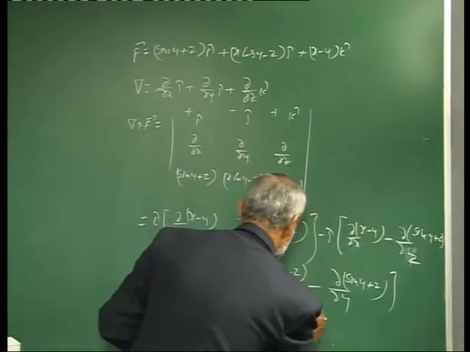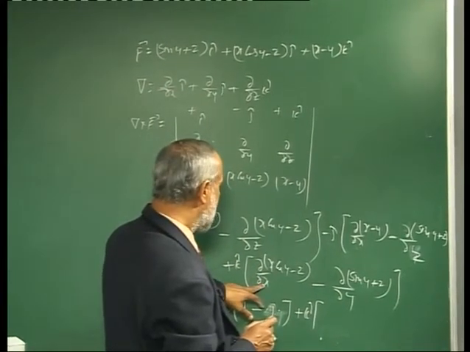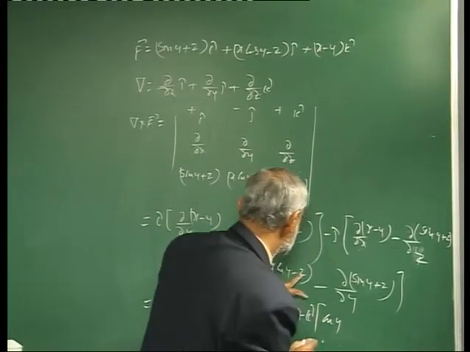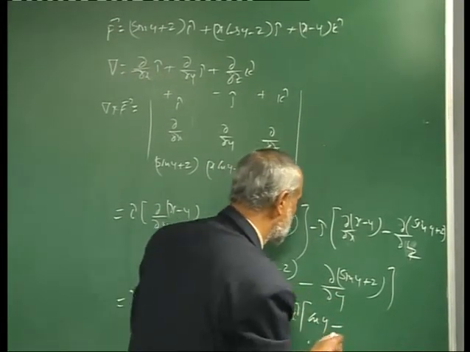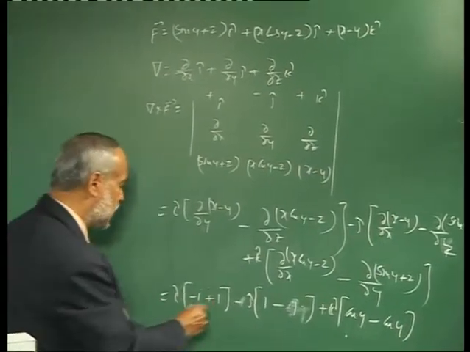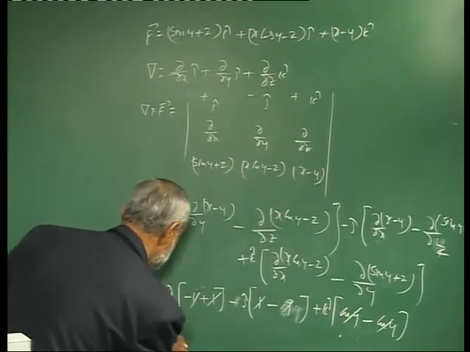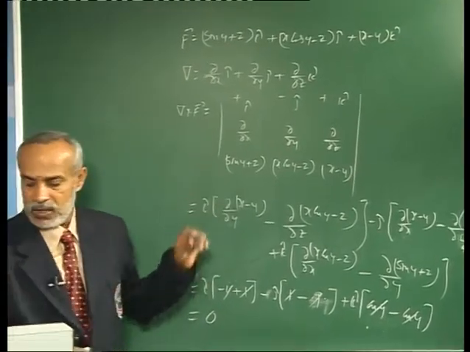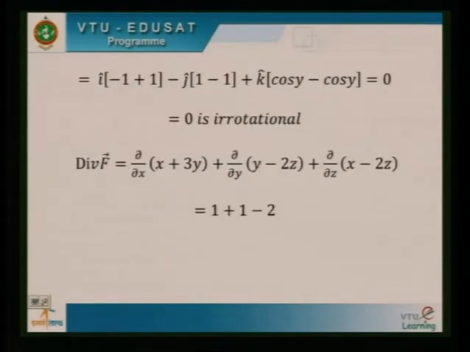Next, plus k vector: differentiating partially with respect to x, cos y is constant, x differentiation is 1, z also 0, minus differentiating partially with respect to y, sin y differentiation is cos y. See here, minus 1 plus 1 is 0, this gets cancelled, plus cos y minus cos y gets cancelled, you get 0. Hence the curl vector equals 0, hence it is irrotational.